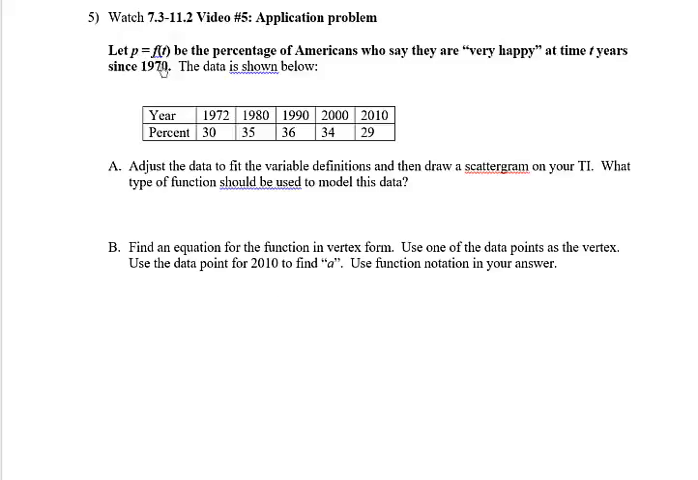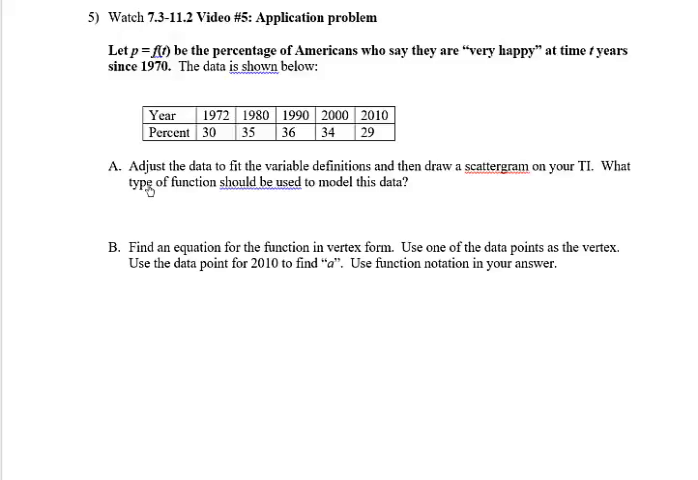We've got P being the percentage of Americans who say they are very happy at time t years since the year 1970. So the idea is somebody has been taking surveys in various years, and here are the results. You've got some years, and you've got, in each case, the percentage of people who said, I am very happy.